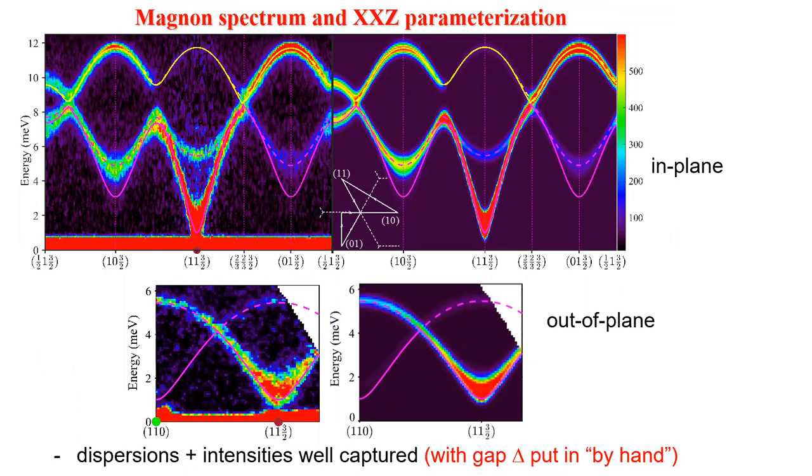And dispersions also, the strong modes are strong, the weak modes are weak, the absent ones are absent. So we believe this parameterization captures very well the magnon wave function.